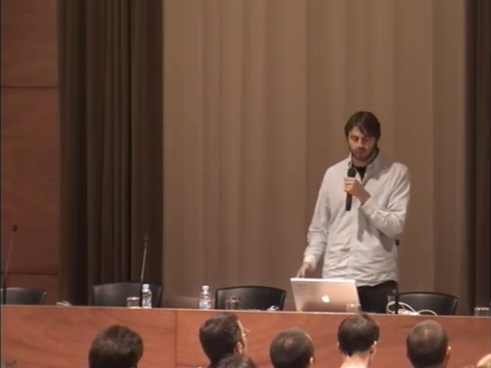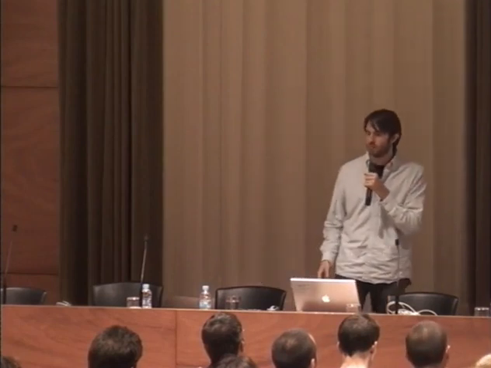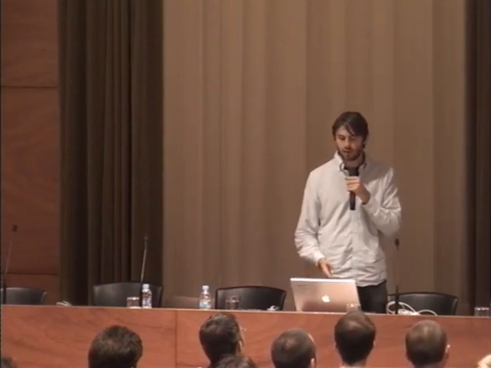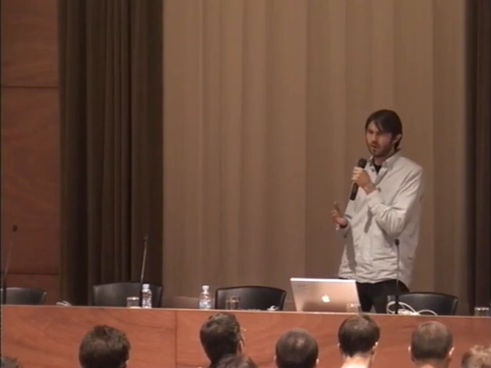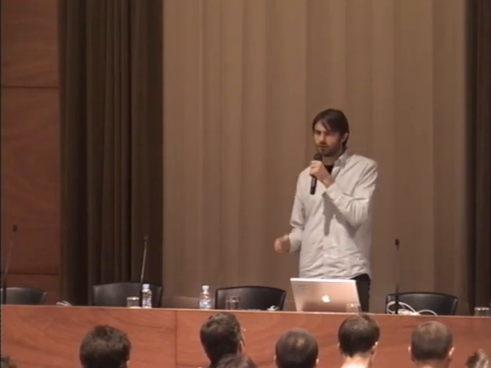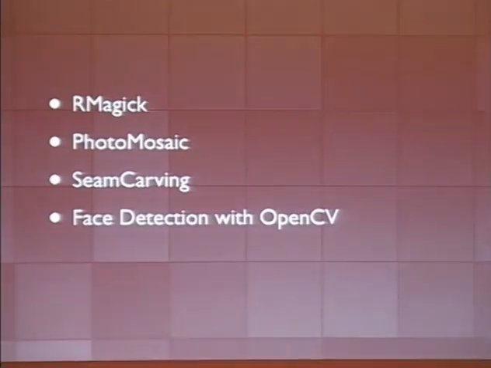So there are four things I want to talk about. First, to give a little intro and overview of RMagick for people who aren't familiar with it and how it works. And then there are a couple demos. I want to show how I made that photo mosaic, or how I made a photo mosaic like that one. And also an image resizing technique called seam carving. And then I want to talk a little bit about OpenCV, which is a really cool library that you can use to do face detection. It's a little bit of a departure from pure Ruby pixel manipulation, but it's so cool that it's just worth showing.